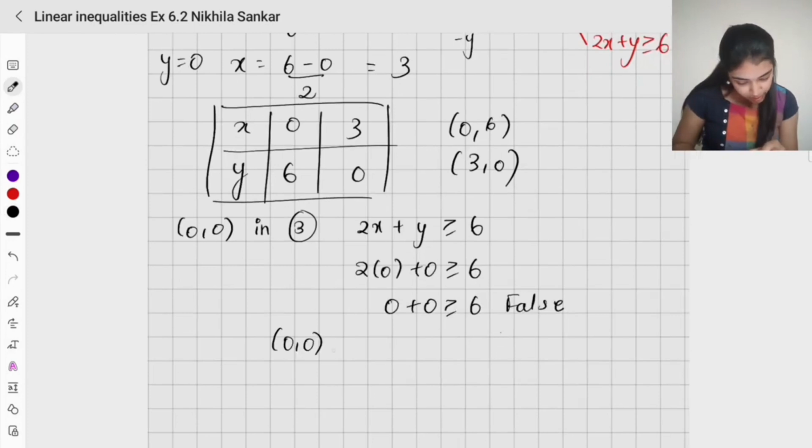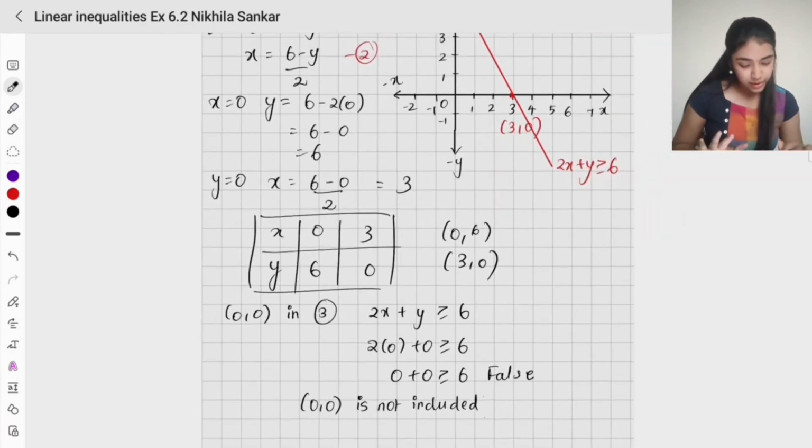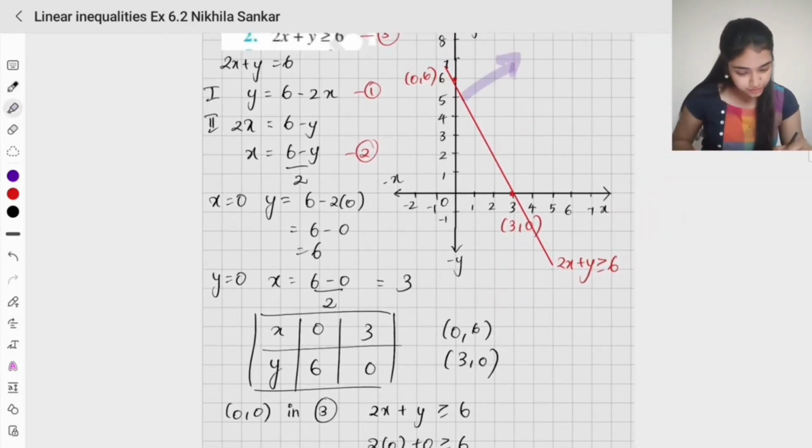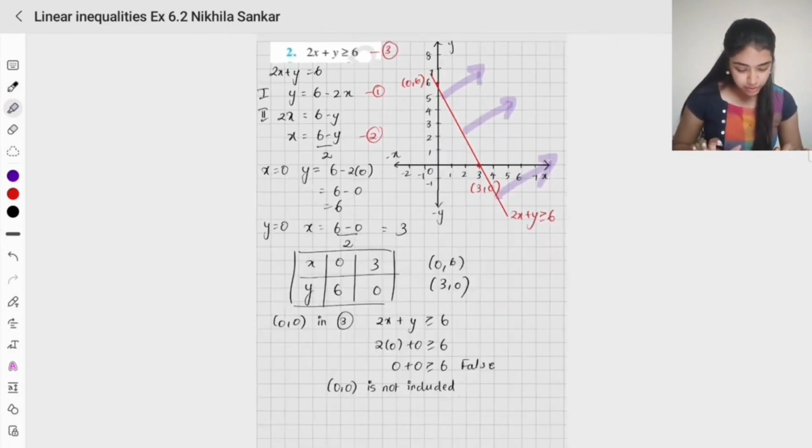So 0, 0 is not included. So when I have the solution here, my region is going to be the upper half plane. So I have to shade my upper half plane. So this is my final solution. So it is going to be this part. Okay. Please copy.